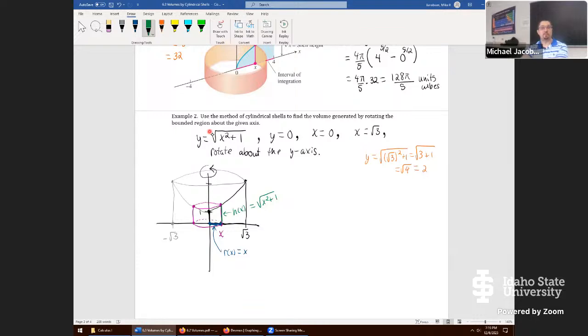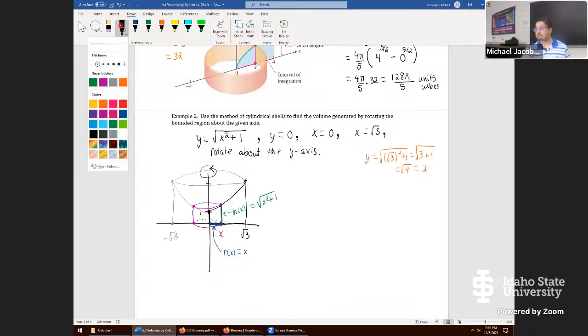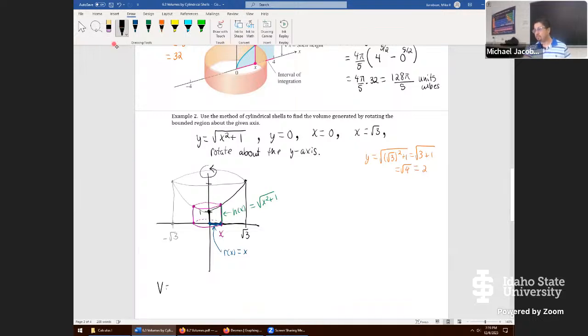So we've got now a radius, we've got a height. That's all you need to now run through the whole problem. The formula goes like this to start us out. Volume will be a definite integral from a to b of 2 pi times a radius times a height. And we'll integrate this one with respect to x. So that's the start of the problem.